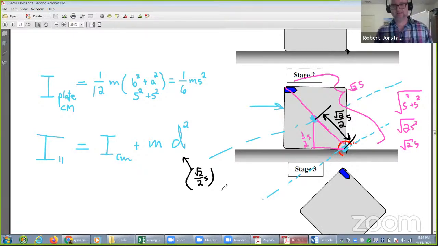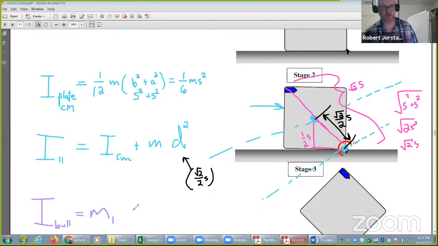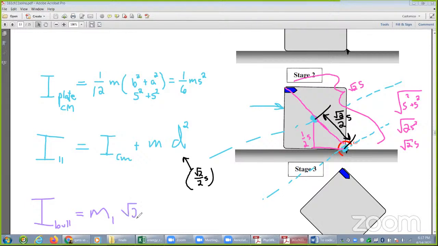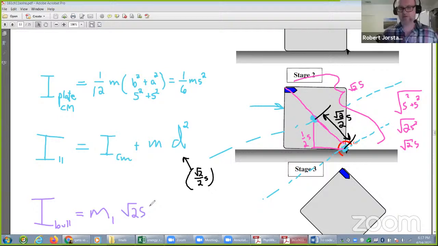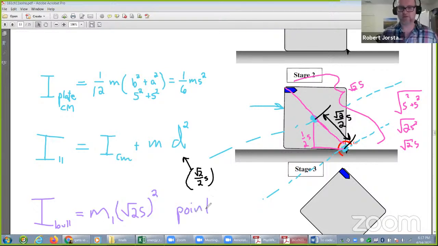That's the plate. What's the moment of inertia of the bullet? Mass of the bullet, which I think was M1, times root 2 s. That's not quite right. What do we need to do with that? Square it. Square it, because it's a point mass, right? It's so far from the pivot point.